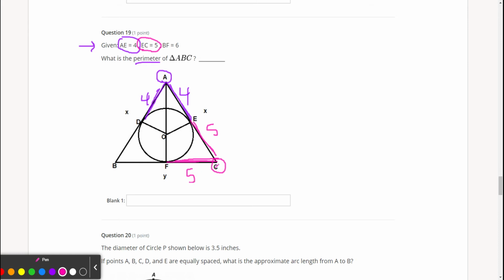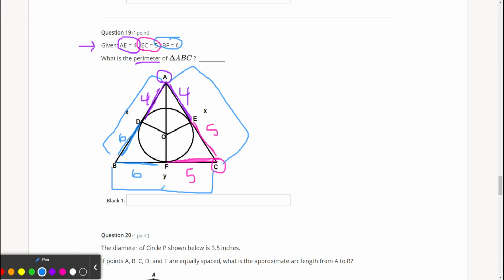These two are tangents with the same angle. So then I come over here and BF, Gage is already ahead of us. BF is 6. That means BD is 6. And if I want the perimeter, I have to go all the way around. So 4 plus 4 plus 5 plus 5 plus 6 plus 6 is 30. Great job.